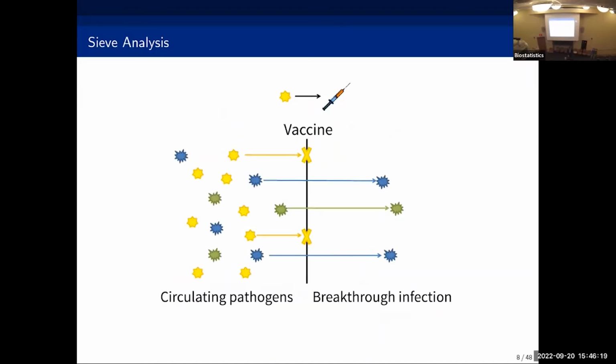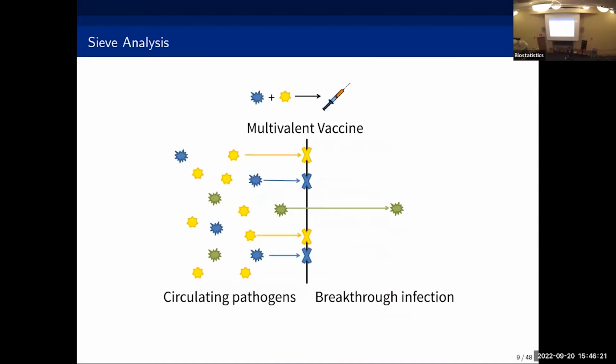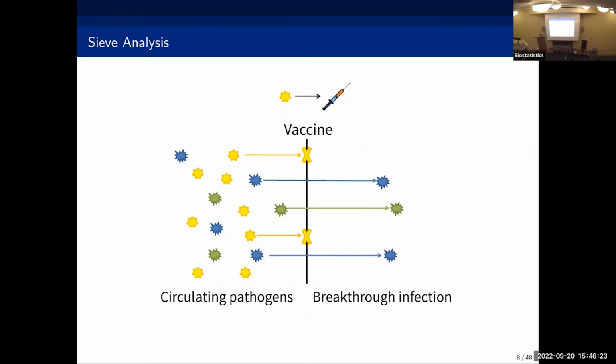So the first thing you might say is, well, just based on your picture, one thing we could do here is just look at the right side of the screen, right? Look at the breakthrough infections and compare breakthrough infections distribution amongst vaccinated individuals and amongst placebo individuals. What you'd expect is individuals who receive a placebo would have a lot more of the yellow pathogen breaking through, right? Whereas individuals who are vaccinated, those yellow pathogens have been sieved out, so we'd see more blue and green pathogens.